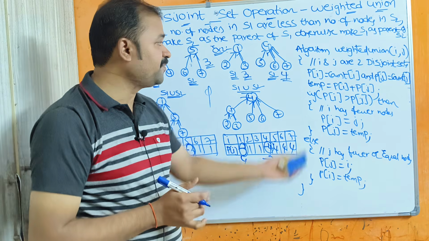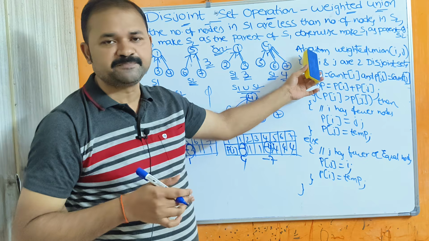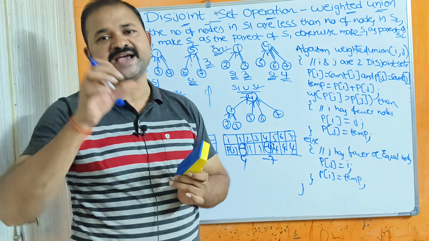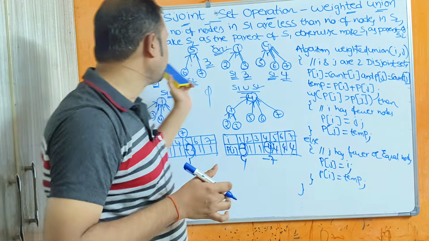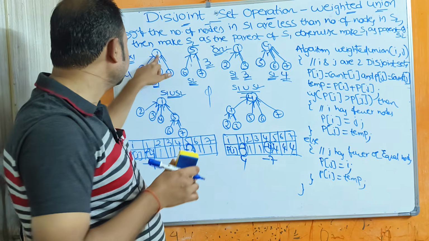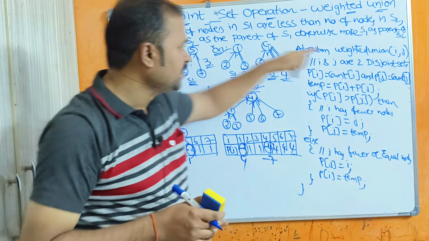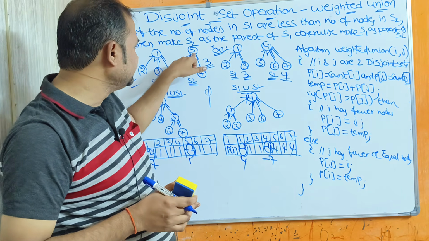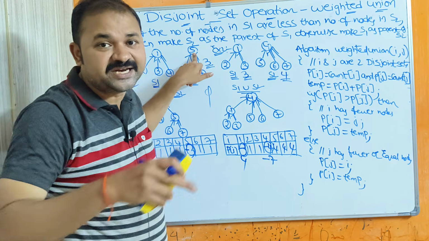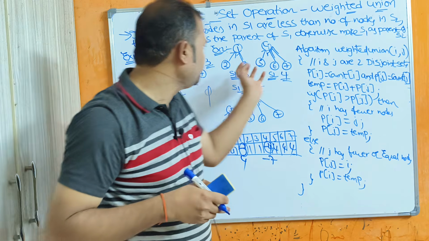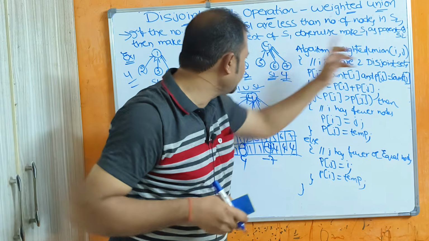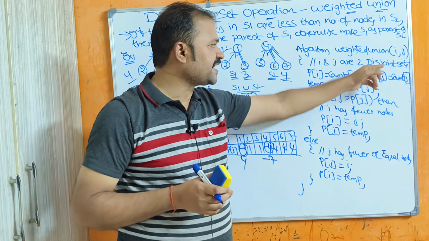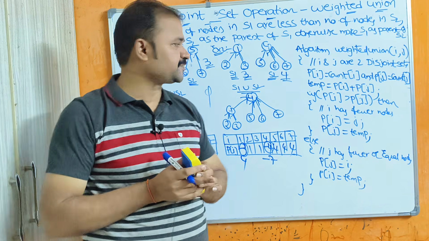Now let us see it with the help of an algorithm. The name of the algorithm is weighted union. It accepts 2 arguments, i and j. i is nothing but the first disjoint set. i contains this root node 1 information, whereas j contains the second disjoint set's root information. If you take the second example, i means 1, j means 4. In the comments, we note that i and j are 2 disjoint sets.